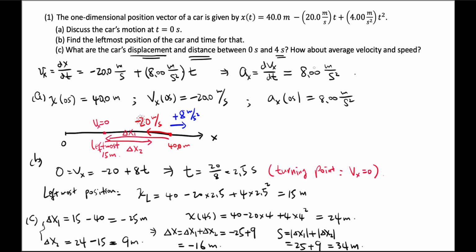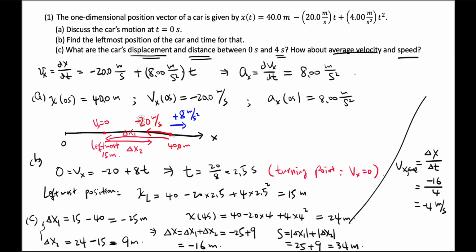Now if we calculate the average velocity and average speed, then let me use a different symbol here. So Vx average will represent average velocity. It's given by delta x over delta t. Now we have negative 16 for the delta x. Delta t here is 4 minus 0, so it's 4 seconds, right? So we get negative 4 meters per second. So average velocity is negative, meaning in the end, the object moved to the left side.